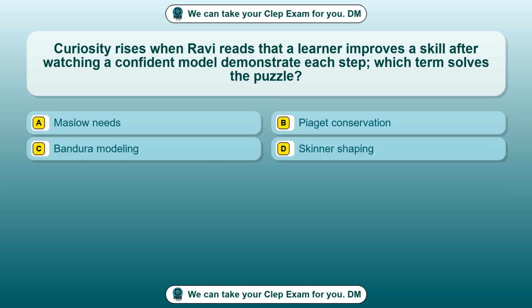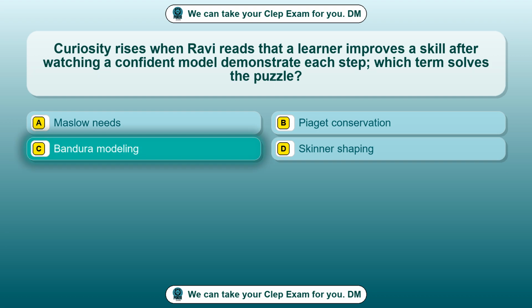Question 82. Curiosity rises when Ravi reads that a learner improves a skill after watching a confident model demonstrate each step. Which term solves the puzzle? Option A, Maslow needs. Option B, Piaget conservation. Option C, Bandura modeling. Option D, Skinner shaping. The correct answer is option C, Bandura modeling.